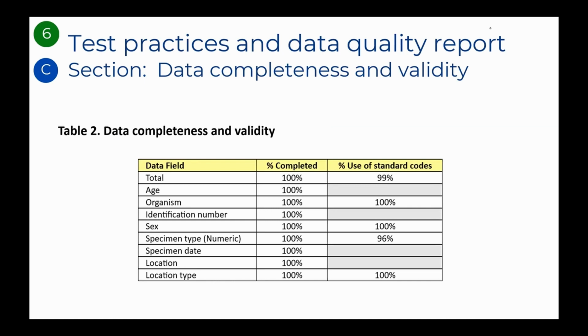The report addresses quality from a few perspectives. In this first slide, we see statistics about the completeness of data entry for priority data fields and the use of valid WHONET codes. In this particular database, I see that 100% of the isolates have the priority variables entered, but only 96% of the samples have a valid value for the specimen type.